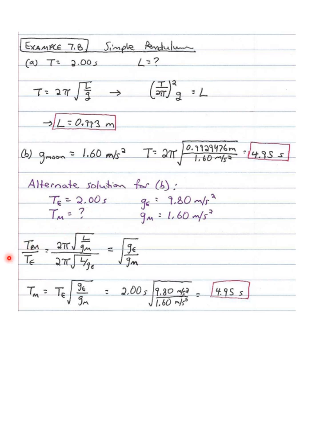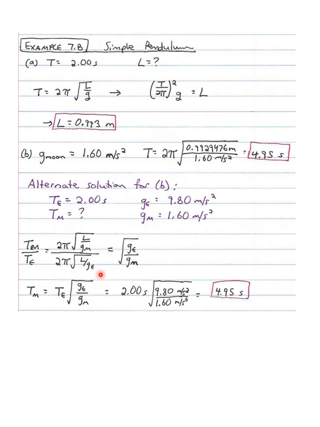So follow me on this, please. Let's first set up a ratio. Period on the Moon divided by period on Earth. Now you'll see where this is going as we go through it. Eventually we're just going to solve for period on the Moon. In the numerator is the period on the Moon, 2 pi times the square root of L over g on the Moon. In the denominator is the period on the Earth, 2 pi times the square root of L over g on the Earth.